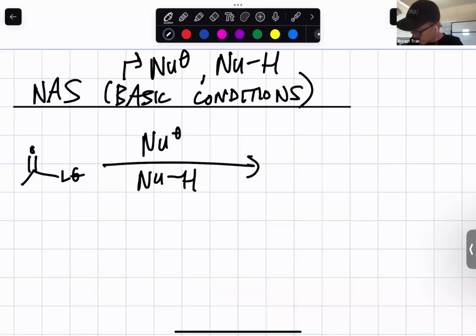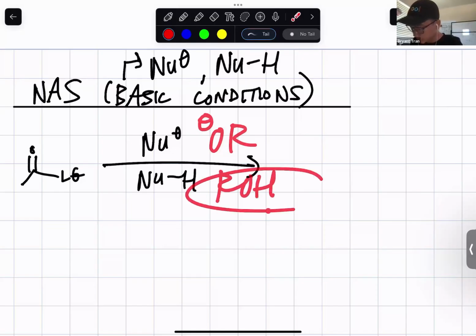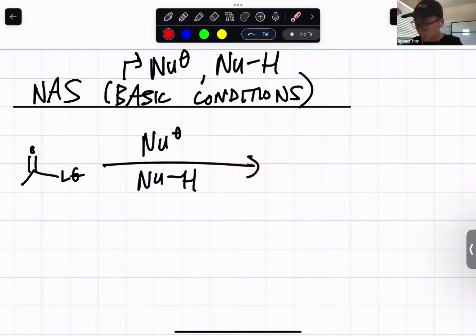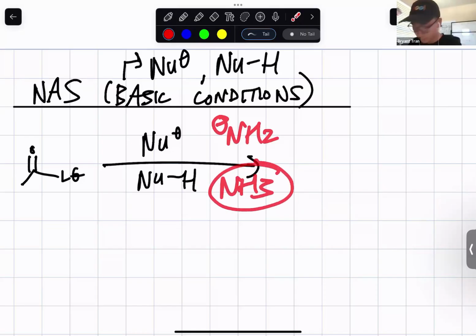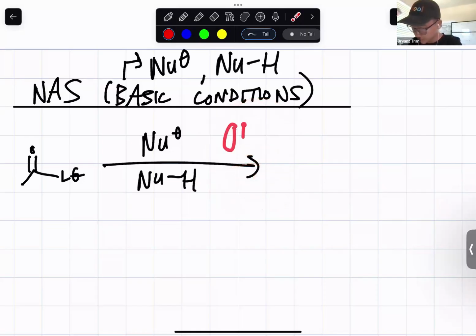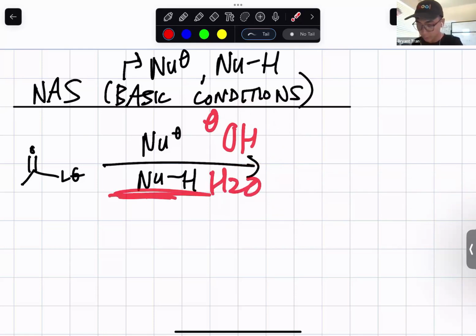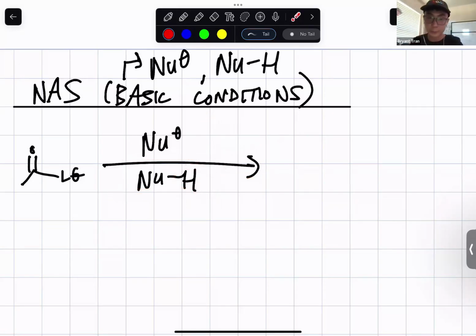So for example, it could be like OR minus, and then the solvent can be ROH, the neutral version of it, okay? There's many other ones, like it could be an amine where the solvent is ammonia, right? Or it could be hydroxide where the solvent is water. Basically, the solvent here is just the nucleophile negative charge with an extra hydrogen, extra proton right there, right? But we're gonna go over that when we go to those set of reactions. This is just like the big idea right here.